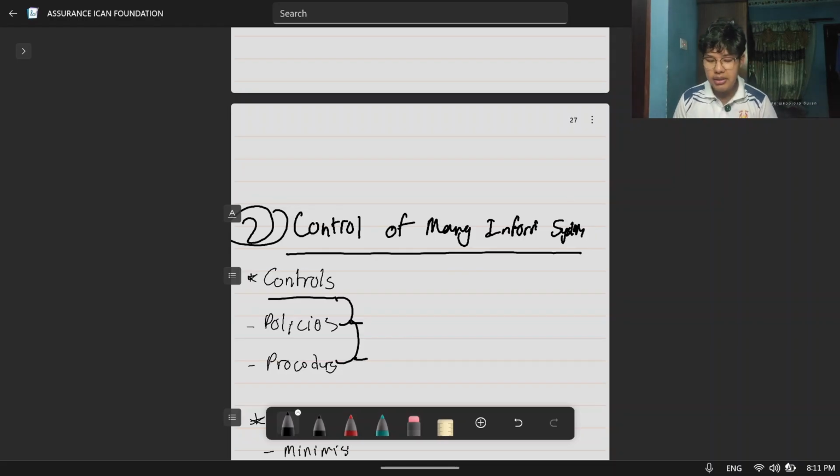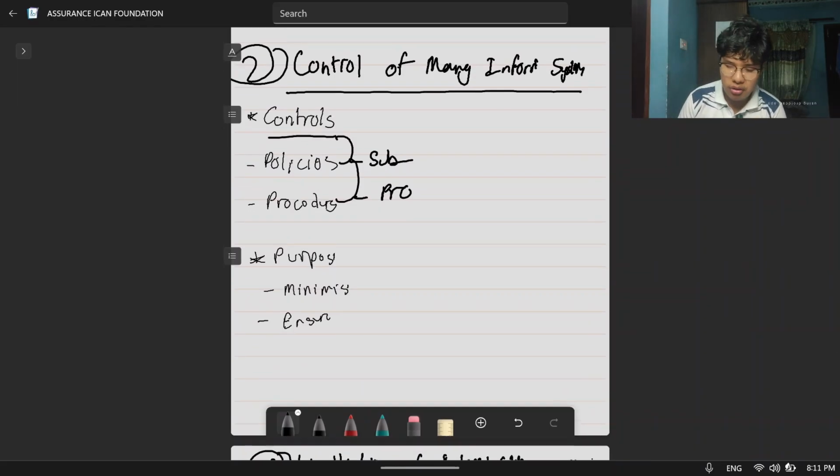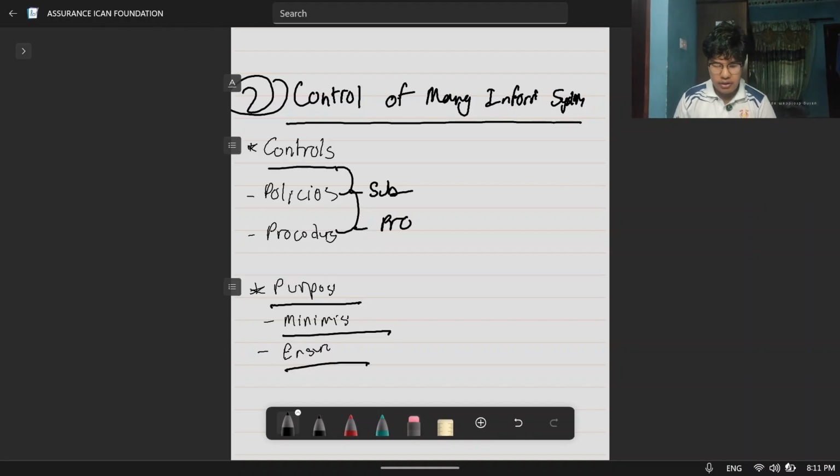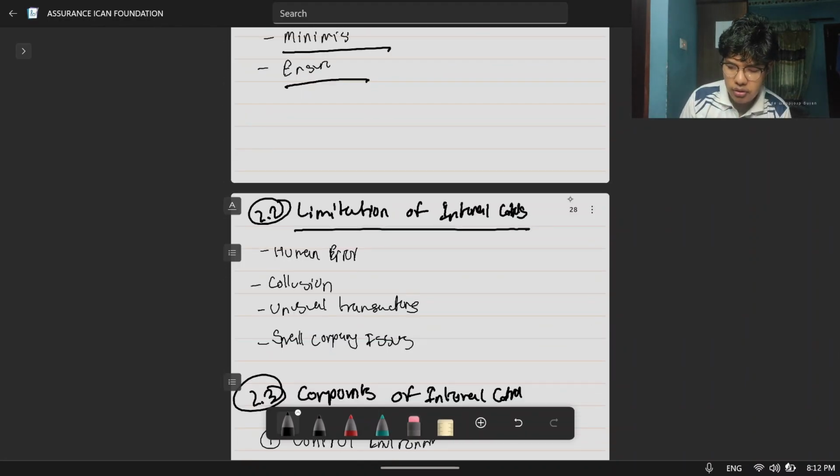And then procedures are the step-by-step process to implement, this is the guide to implement the policies. So these are like the substantive law and procedural law. Law को chapter, law को subject मा भएको जस्तो. And then we have got purpose. The purpose of control of management information system is to minimize business risk and then ensure efficiency and compliance with law.